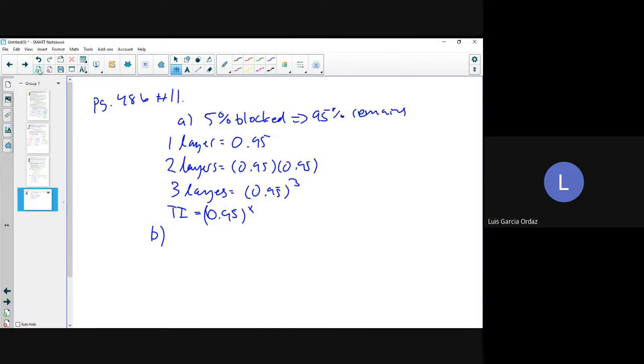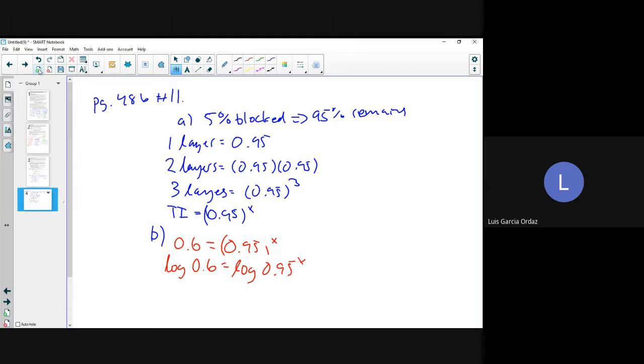And now we can use this expression to help us solve question B. So question B is asking, how thick is a piece of plastic that reduces the intensity of the light to 60%? So the thickness intensity is 60%, so that's our Ti, 0.6, is equal to 0.95 to the power of x. And now what we learned from, I think, 2 or 3 lessons ago, we can just add log to both of our sides. So we get log of 0.6 is equal to log of 0.95 to the x.